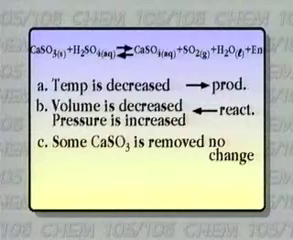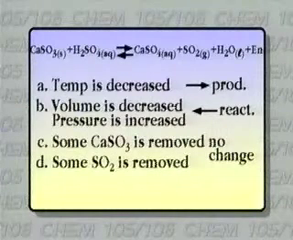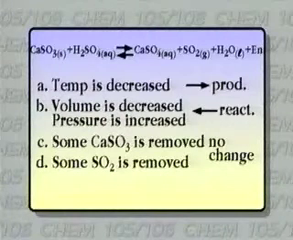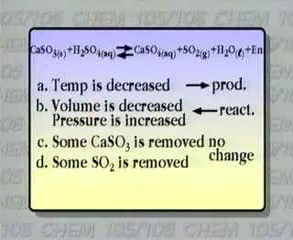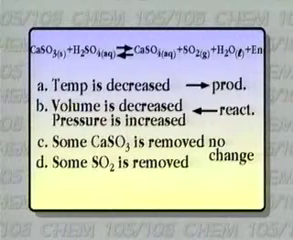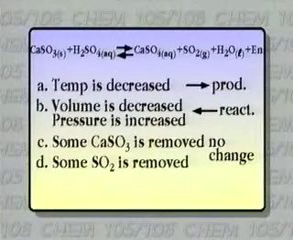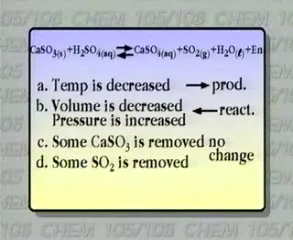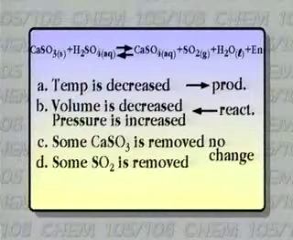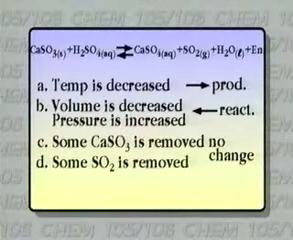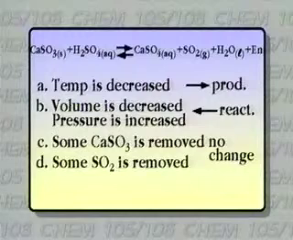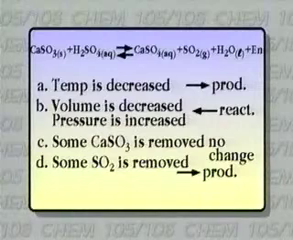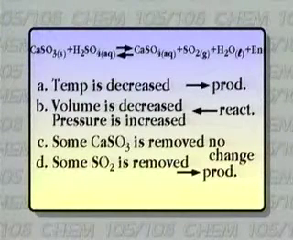Now, we're going to remove some SO2. So we're going to decrease the sulfur dioxide. Is that going to affect equilibrium? Yes, because SO2 is a gas. And so if I pull some of that out, if I decrease its concentration, the system is going to try to put it back. And the only way it can put it back would be to shift over and form more products. And so our equilibrium is going to shift toward the product side. Okay?